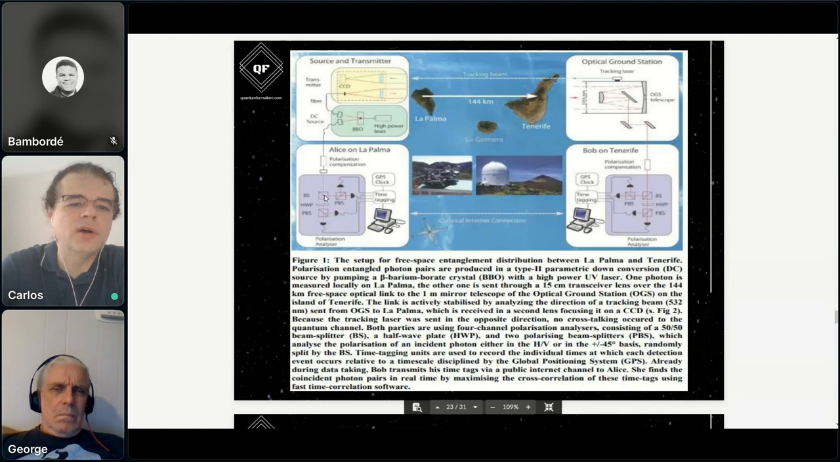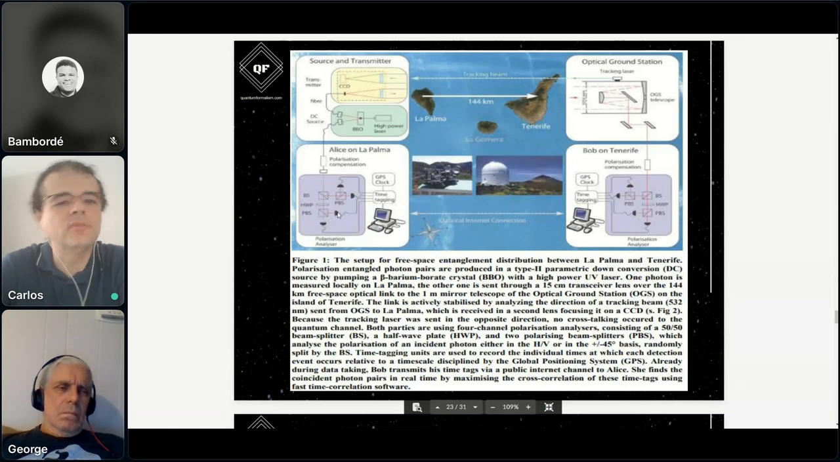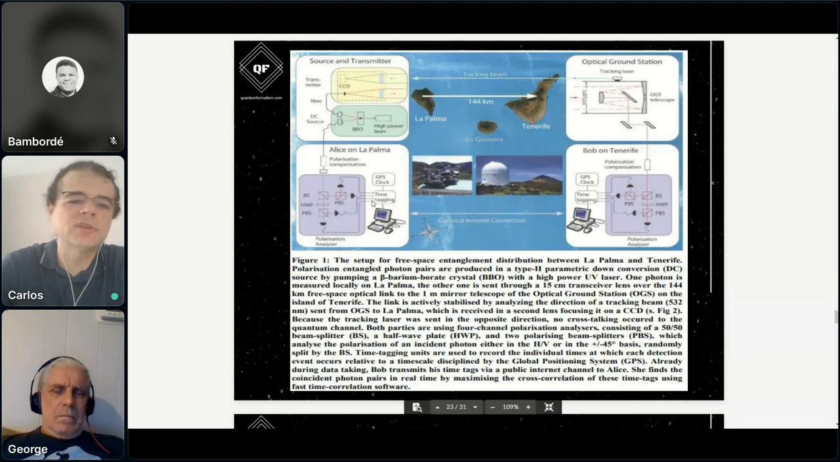50-50. So the photons can be reflected or transmitted. And here we have a second beam splitter, where the photon can be transmitted or reflected. And here are the detectors. If it is transmitted here, again, we have another beam splitter that can reflect or transmit. In some way, that's understandable.